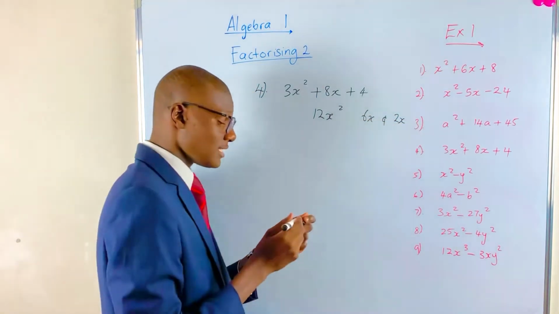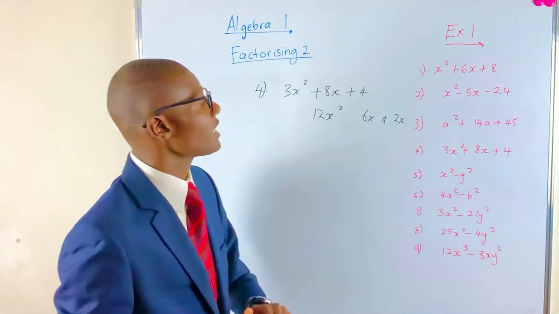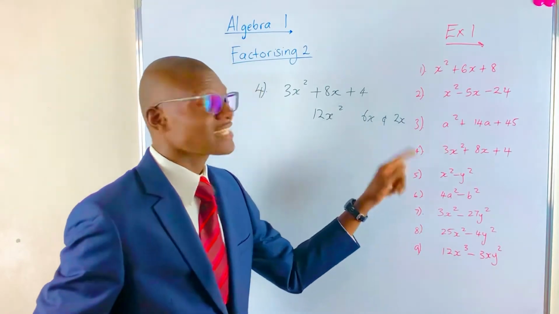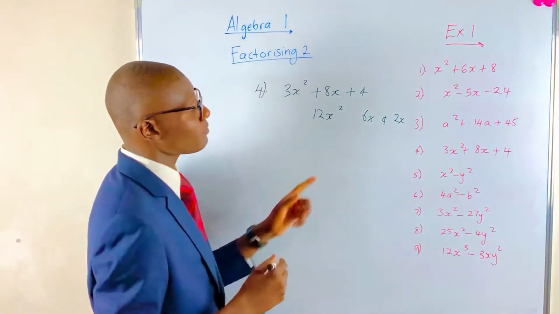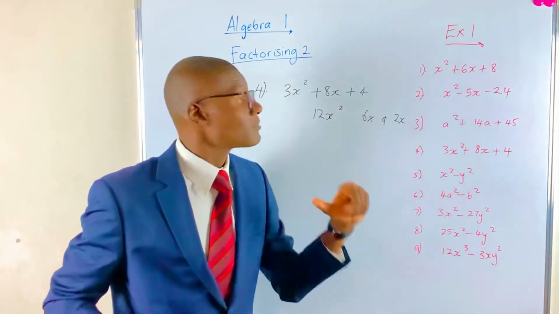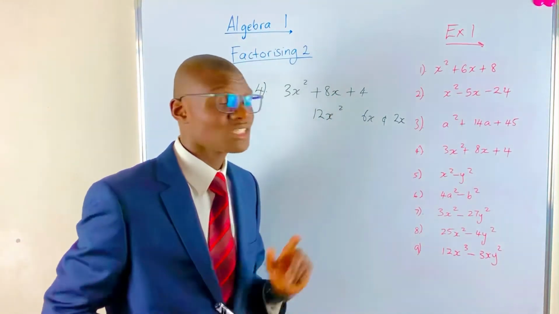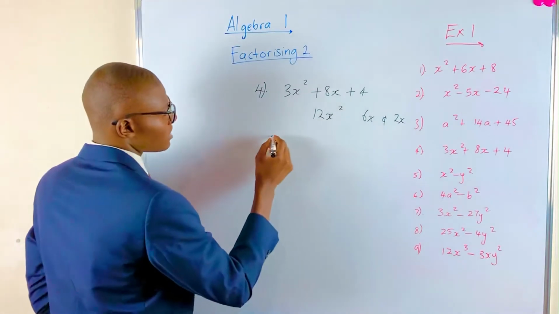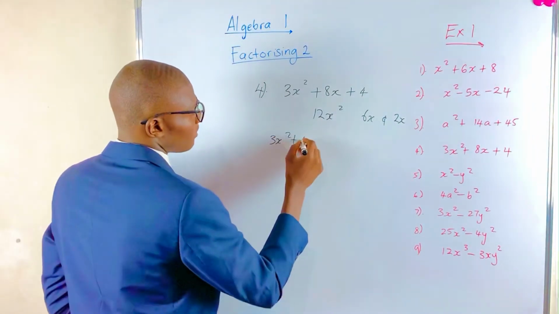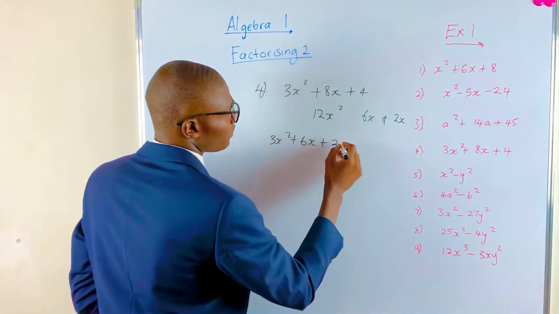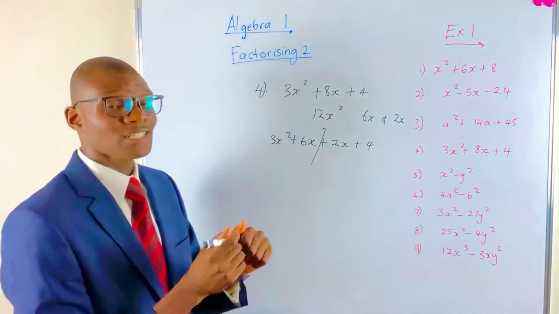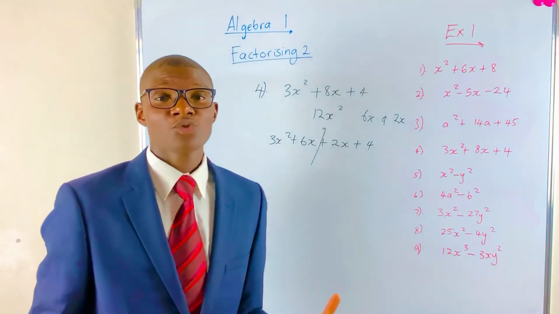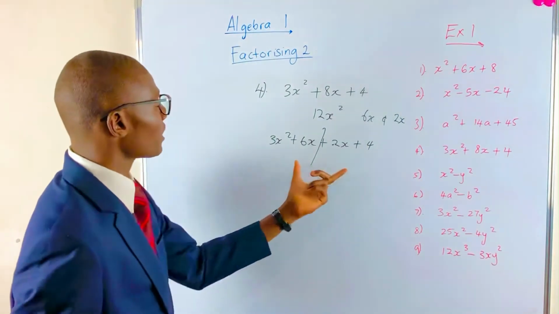If we say 6x plus 2x, we get 8x. And when we say 6x times 2x, we get 12x squared. So in place of 8x, which is the middle term, we shall put 6x plus 2x, such that we've got 3x squared plus 6x plus 2x plus 4. Then we shall split that four-term expression into two separate expressions, and then we can factorize them.